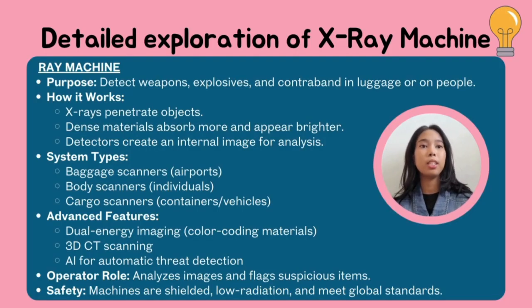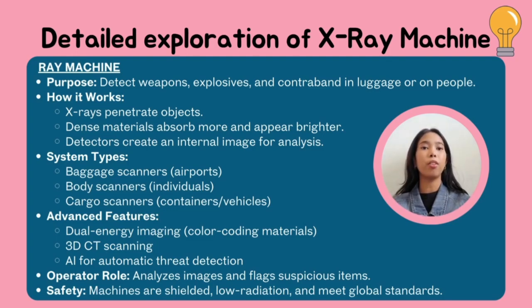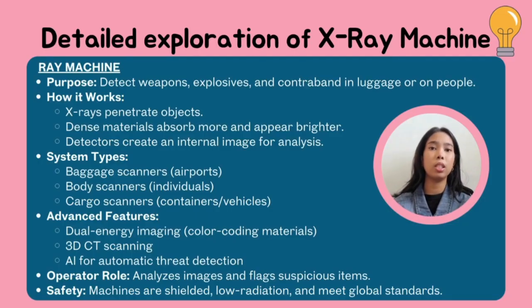Detectors capture this internal image for analysis, allowing trained operators to identify suspicious items. There are various types of X-ray systems, including baggage scanners, body scanners, and large cargo scanners for vehicles and containers. Advanced features like dual energy imaging are used to color code different materials.